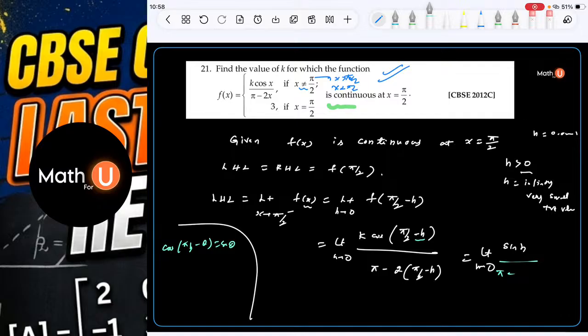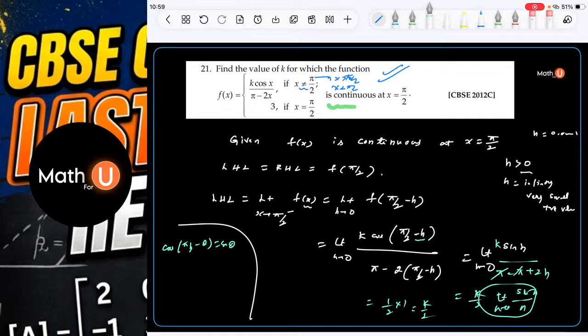If you simplify the denominator, pi minus, if you multiply minus 2 inside, the 2 gets cancelled, we get minus pi and plus 2h. Pi gets cancelled, so we get k by 2h times sin h. 1 by 2 is constant, limit h tends to 0 of sin h by h equals 1, so that is equal to 1 by 2 into 1, that is 1 by 2. Sorry, numerator k is there, so k by 2.